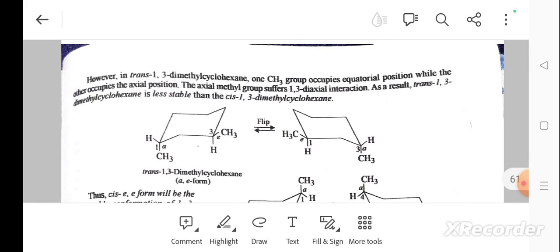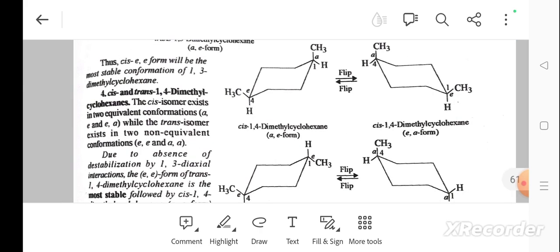However, in trans-1,3-dimethylcyclohexane, one CH3 group occurs in the equatorial position while the other occurs in the axial position. The axial methyl suffers from 1,3-diaxial interaction. As a result, the trans-1,3-dimethylcyclohexane is less stable than the cis-1,3-dimethylcyclohexane. Thus, the cis EE form will be the most stable configuration of 1,3-dimethylcyclohexane.